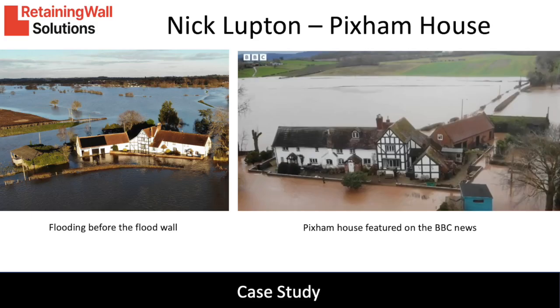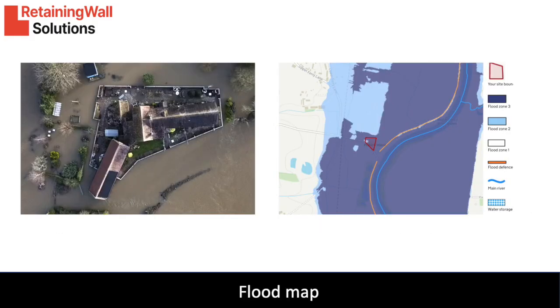Let's look at some case studies. The first one is Nick Lupton, who owns Pixham House. Nick was featured on the BBC News as his flood defence wall has become a standard. On this slide you can see Pixham House before and after the wall was built. This is a flood map for Pixham House. It is in a Zone 3 area, high risk.